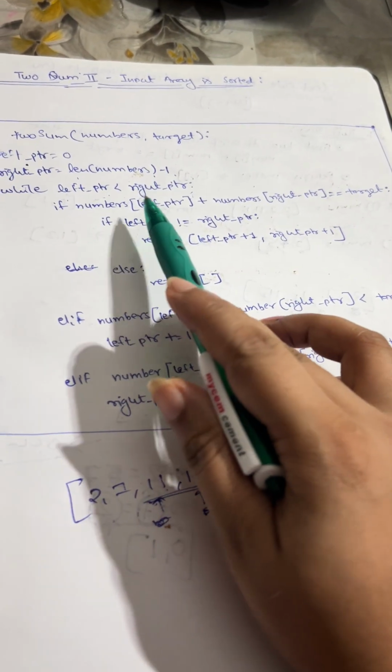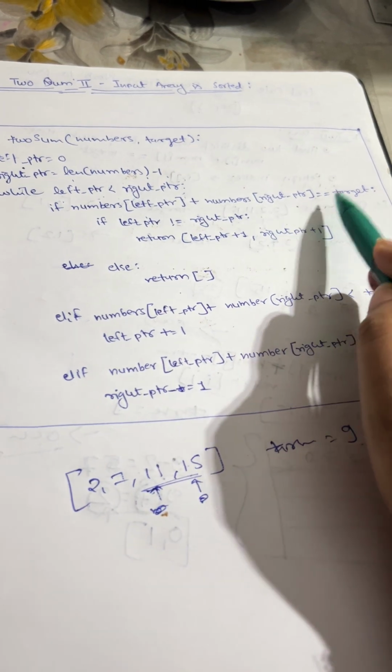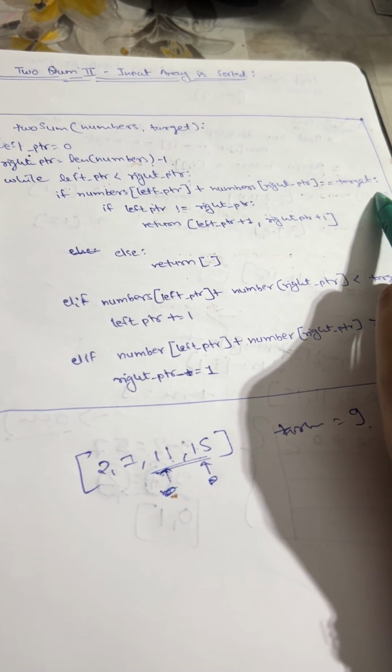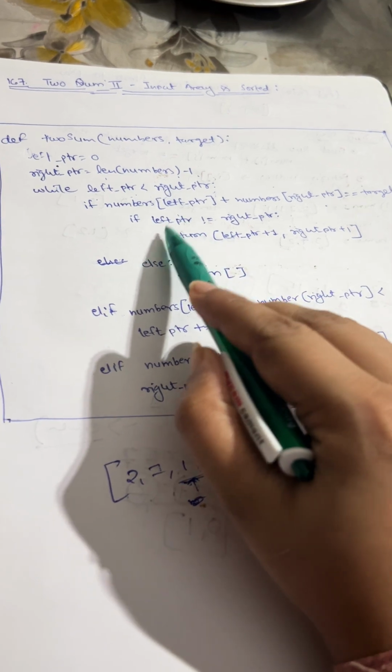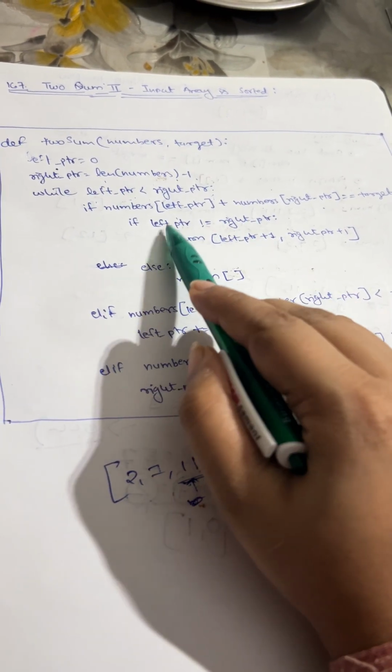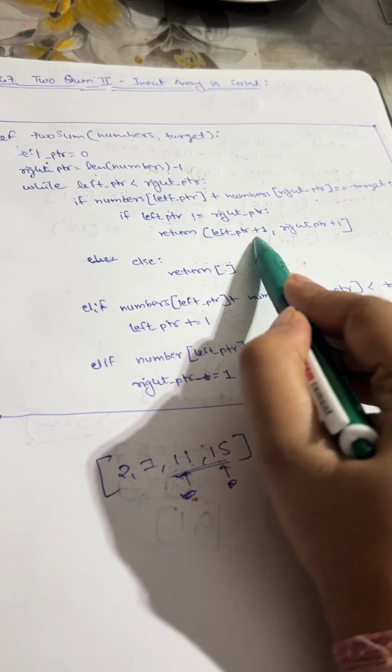If number of left pointer plus number of right pointer double equals target, yes, that means we found the value, but we need to again check that the pointer indices should not be the same. So left pointer is not equal to the right pointer. In that case we are going to return the left pointer and right pointer.